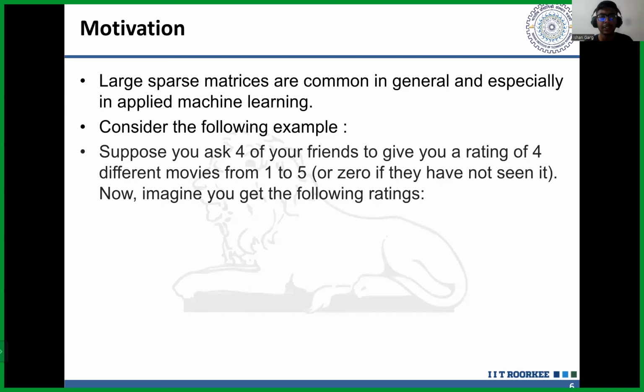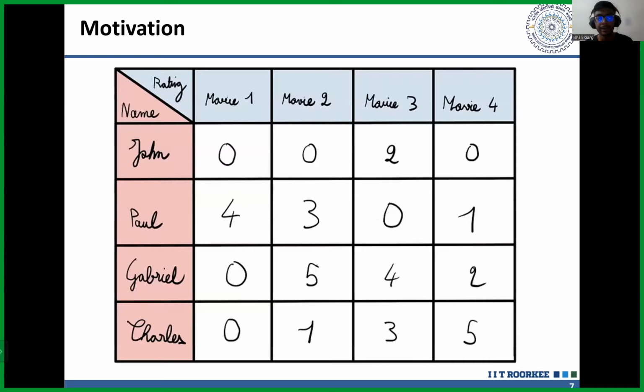Large sparse matrices are really common in general and especially in applied machine learning. So consider the following example. Suppose you ask four of your friends to give a rating to four different movies from 1 to 5, or 0 if they have not seen it. You can imagine you can get the following ratings from them. Imagine your first friend giving 0 for the first two movies because he may not have seen them, a 2 for the third, and 0 again for the fourth. Similarly, Paul, Gabriel, and Charles, your three other friends, give different ratings.